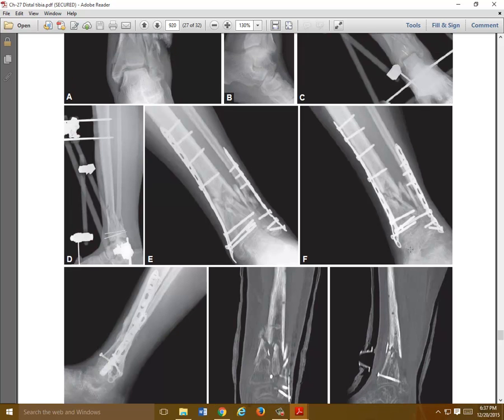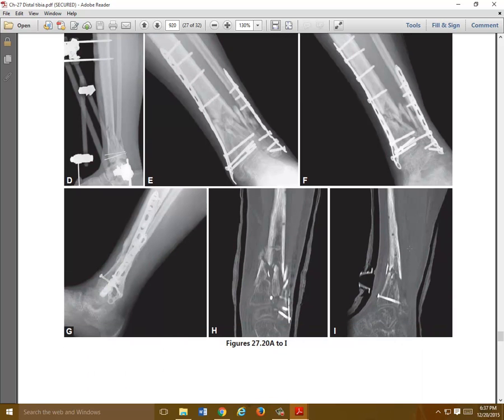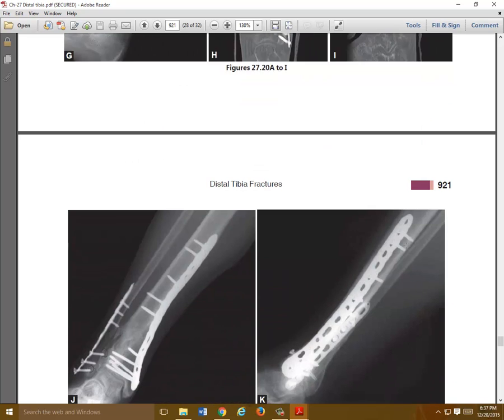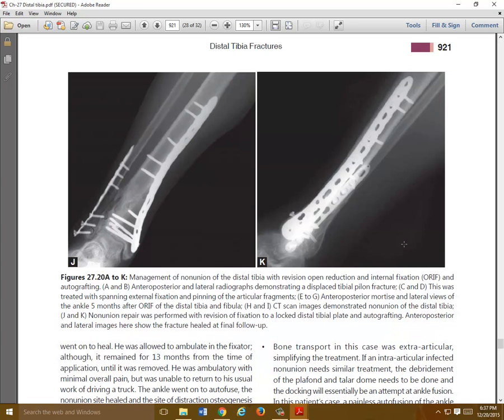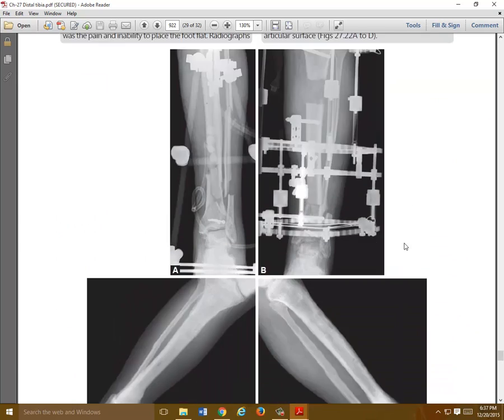Here's another case, a patient with ORIF, distal tibia, non-union, treated with a revision ORIF, bone grafting, and goes on to heal.